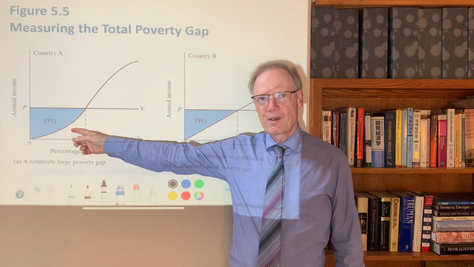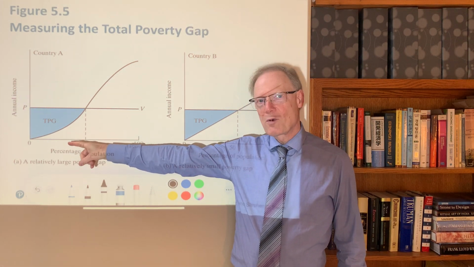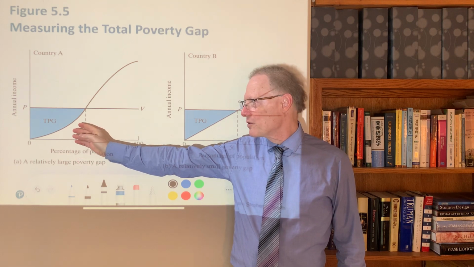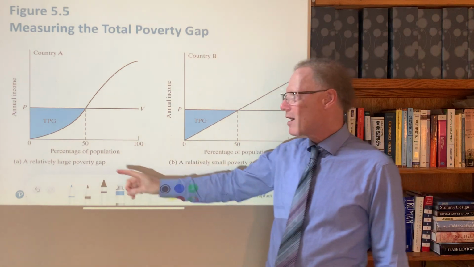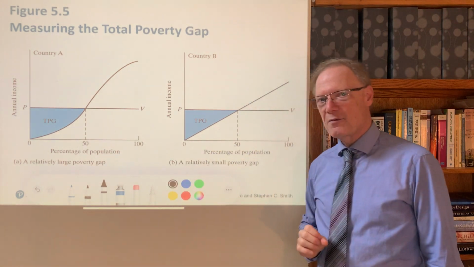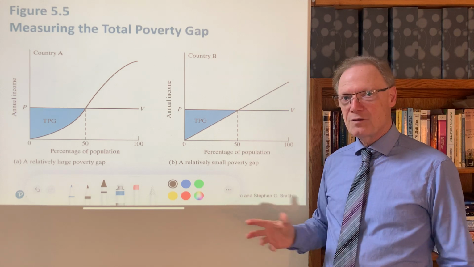Here we have a distribution in which, more commonly, you find those whose income is further below the poverty line. If we have that, then the total poverty gap for this case will be larger. And I think that that is pretty intuitive.